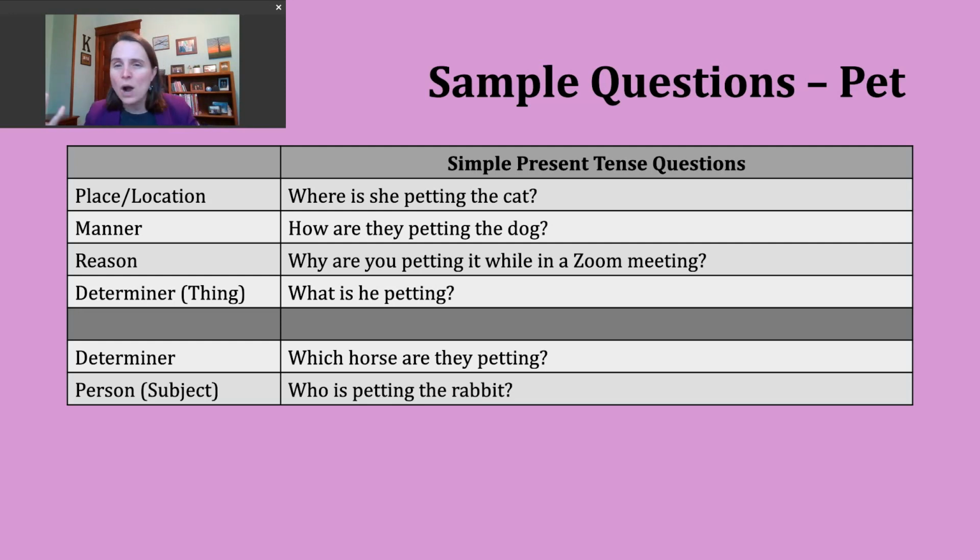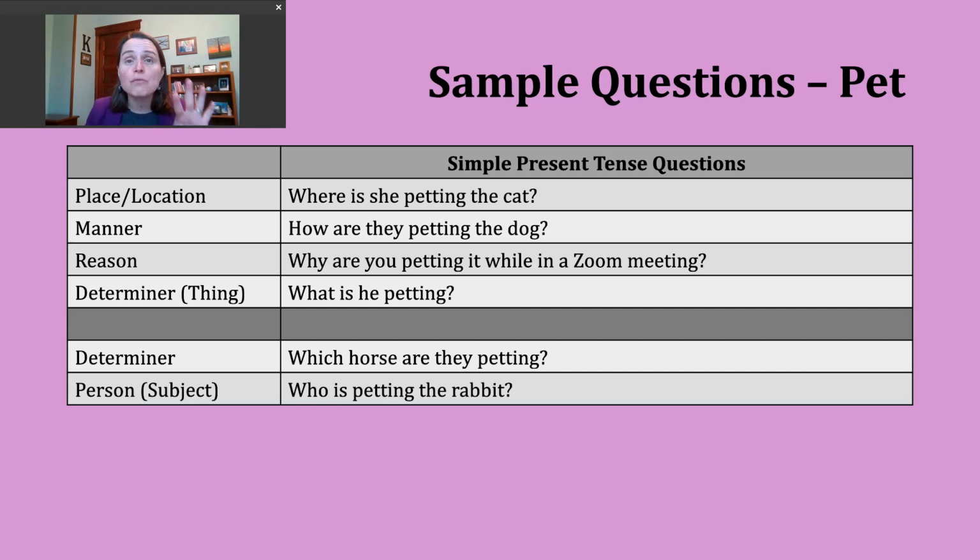Really common to hear why and because joined together. Another type of question we might ask is about a thing. This can be called a determiner, right? We can use the question word what, W-H-A-T. What is he petting, right? Maybe we can't tell what kind of animal something is.